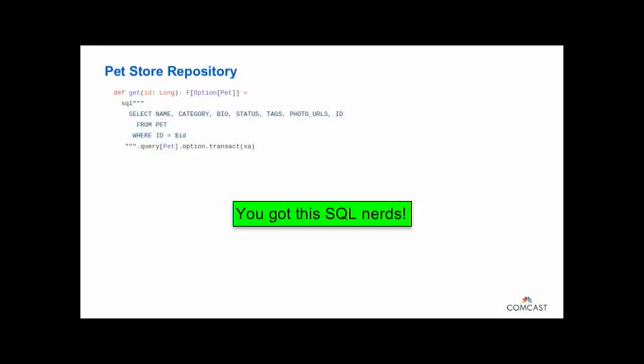So the pet store repository is SQL, and it's mostly SQL. Doobie is really awesome, right? So if you know SQL, you can write this code and you can work with Doobie and you can get up and running pretty quickly.